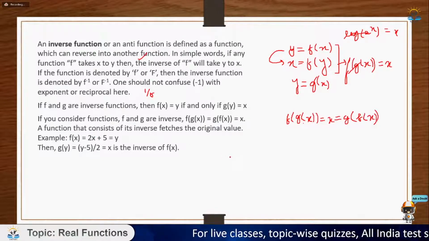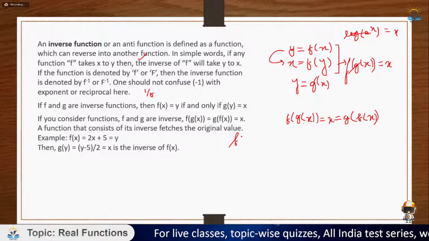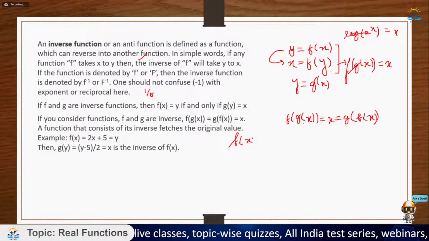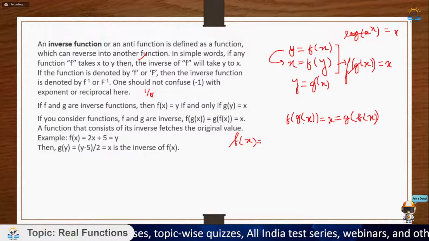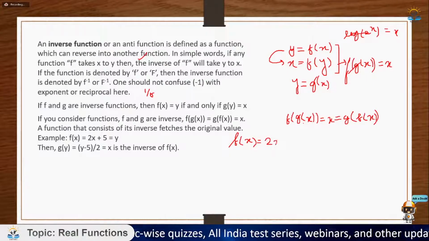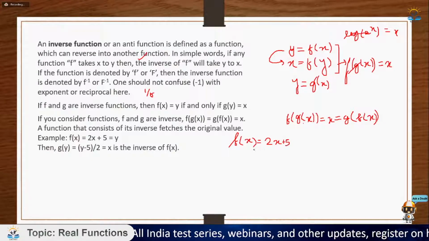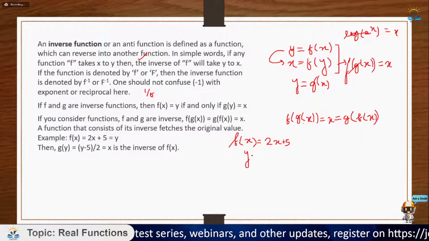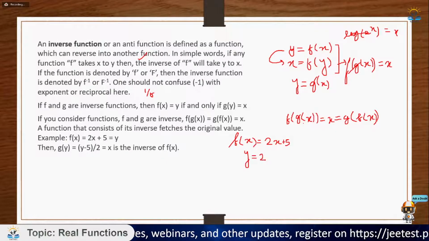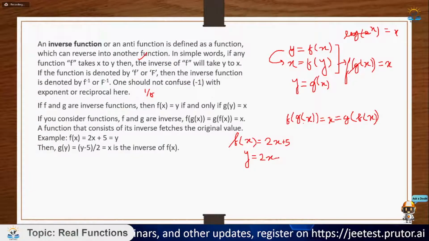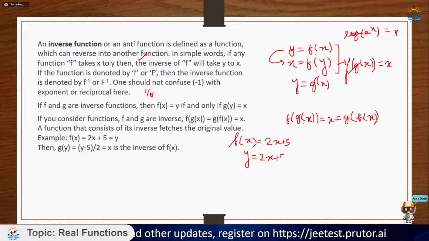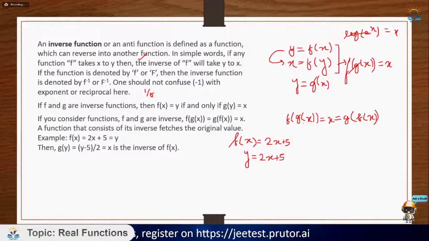Then, for example, let's say you're given f of x equal to 2x plus 5. From here, for ease, let me write y equal to 2x plus 5. So as I said to you, it is given to you as y equal to some f of x. And now you have to write it in the form of x equal to f of y. So make it like that.